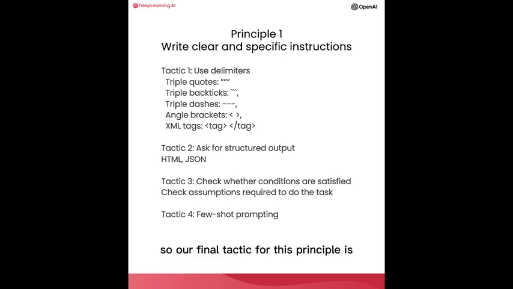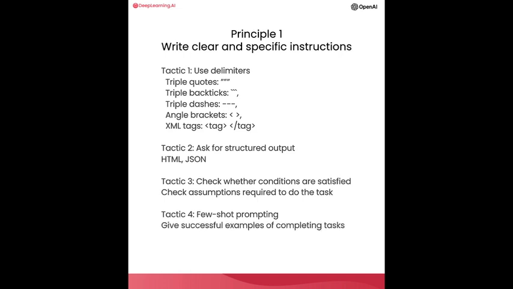So our final tactic for this principle is what we call few-shot prompting. And this is just providing examples of successful executions of the task you want performed before asking the model to do the actual task you want it to do. So let me show you an example.